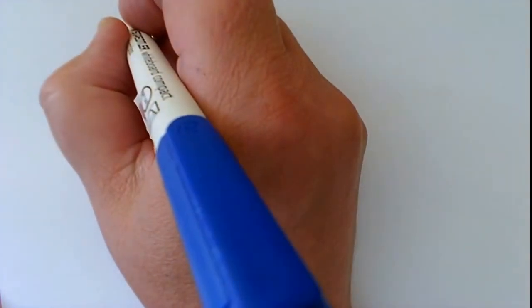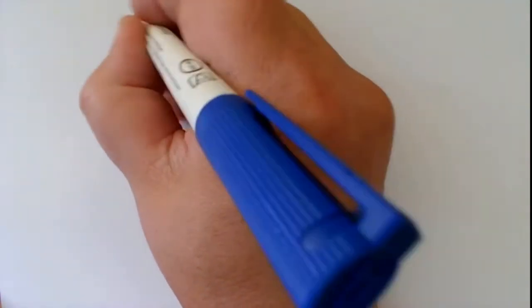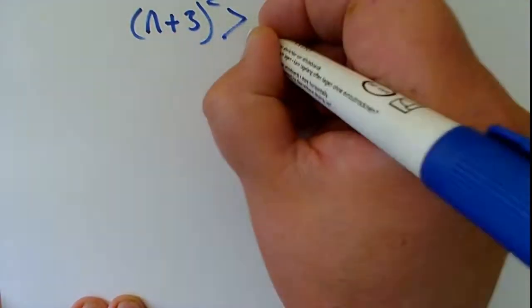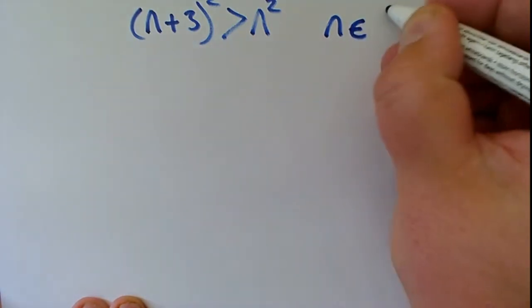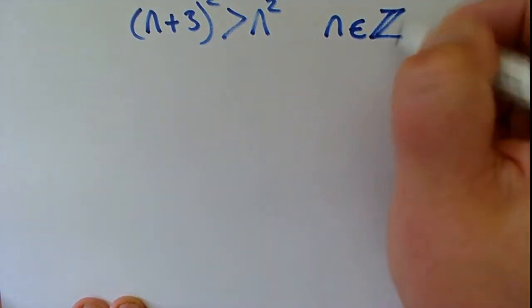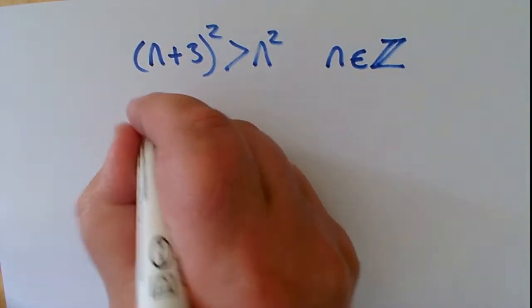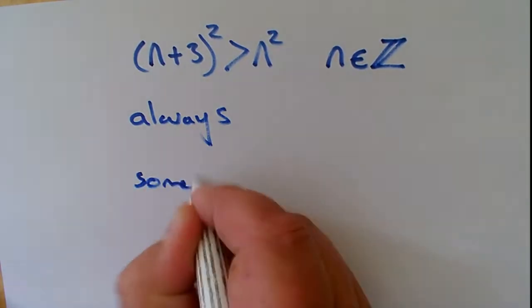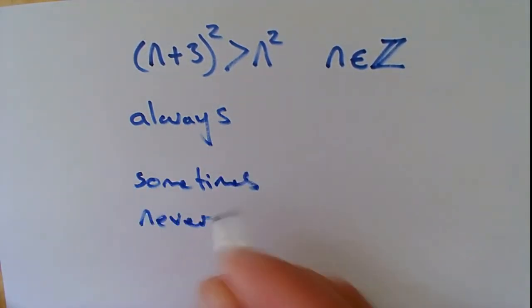First example we'll look at is using the idea of a counterexample. A 2018 question, I think, was (n plus 3) all squared is bigger than n squared, where n is an element of the set of integers. You were asked to say, is this always true? Is it sometimes true? Or is it never true?